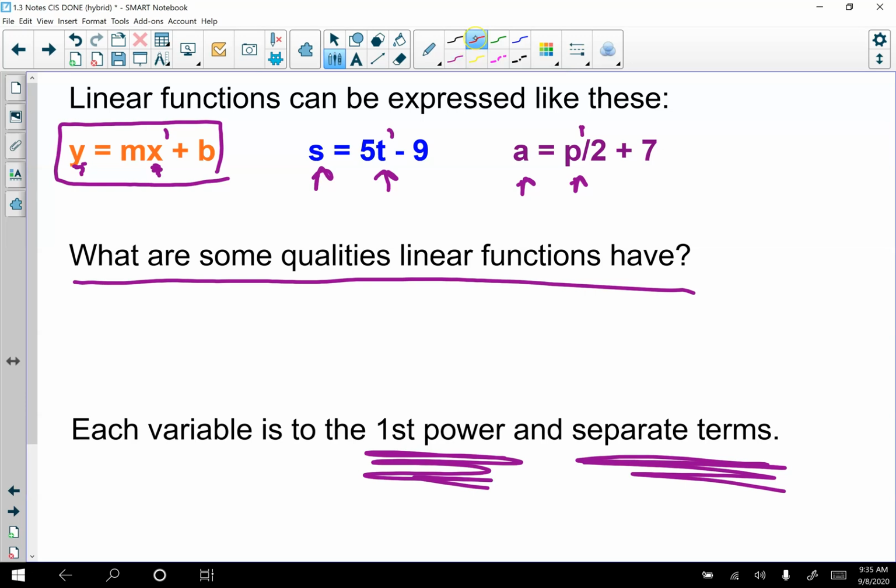So an example of something that's not a linear function would be something like y equals t squared or y equals xz, where the variables are not separated by a plus or minus sign.